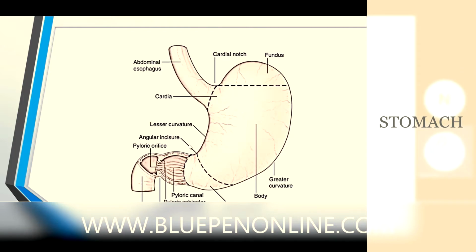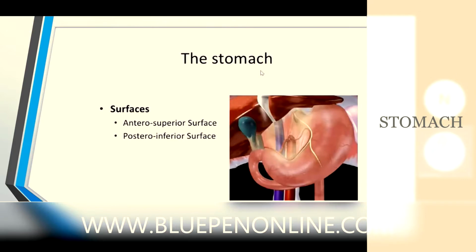And here you can see this portion is the cardia. This is the lesser curvature. This one is the angular incisura. So this is an imaginary line. So the stomach is divided into the main reservoir part and the pyloric part, cardiac part and the pyloric part. Within this, again divided into body and the fundus.